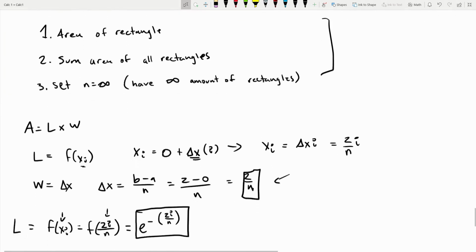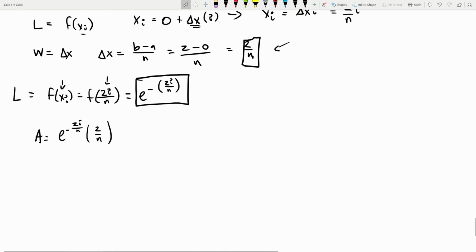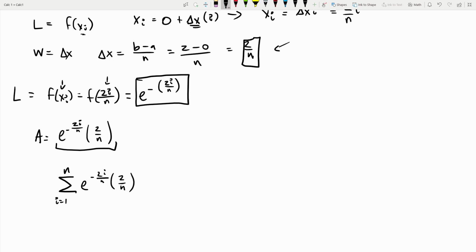We want to sum up the area of all rectangles. And we've learned how to write the sum. The sum is the sigma. We want to sum up all rectangles starting from 1 to n. n, we don't know how many are yet. And we want to sum up the area of all of them. What is the area of each rectangle? Well, it's given by this formula. So we can simply write e to the power of negative 2i over n, and we want to multiply this by 2 over n. Again, this right here is the expression for the area of each individual rectangle, and this sigma right here tells us that we're going to sum up all of these individual areas.